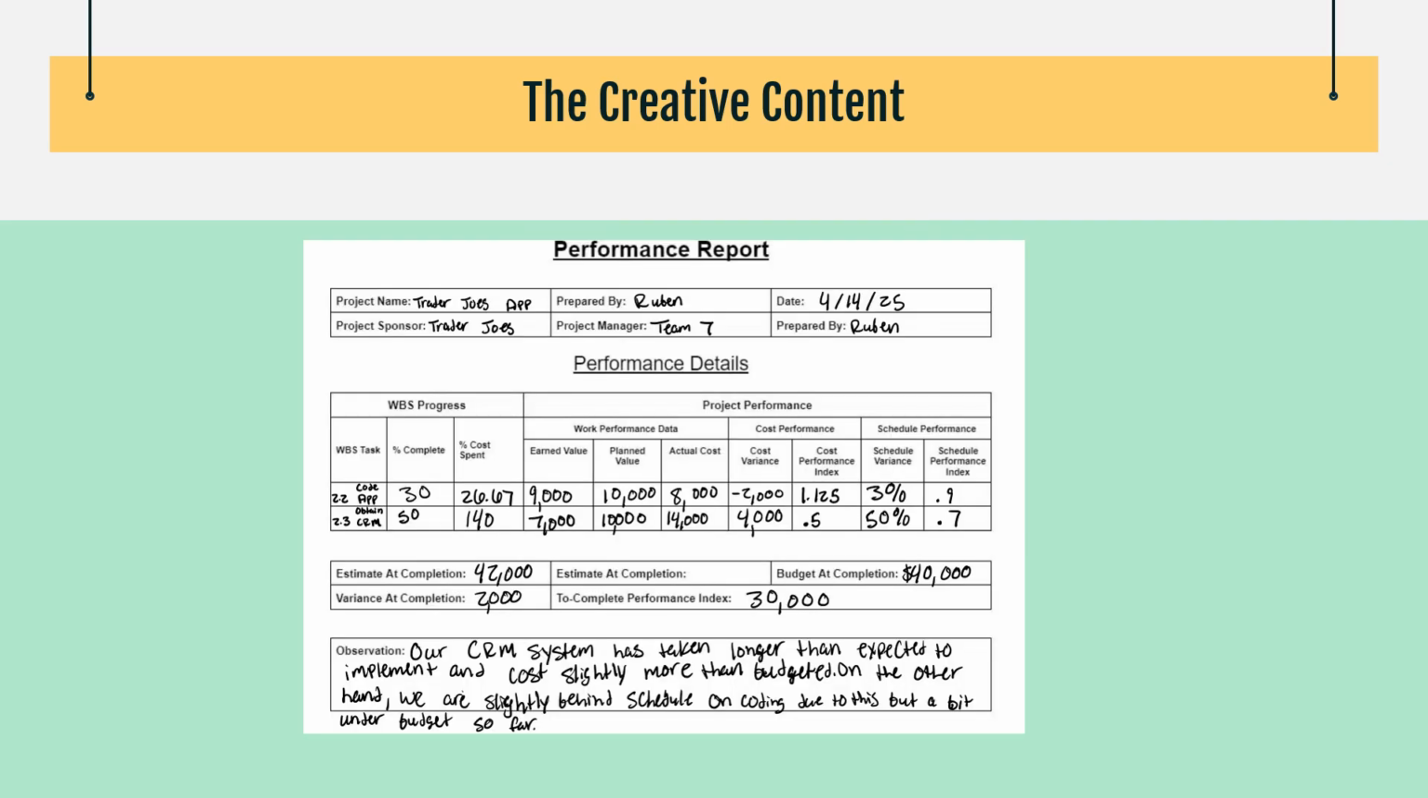Next, we'll have a performance report: project name, project sponsors, project manager, the performance details, work breakdown structure progress, performance progress, and project performance. This is where we will be able to see our percent completed, our cost spent, our earned value, planned value, actual cost, cost variance, cost performance index, schedule variance, and schedule performance index, all filled out here by our teammate Ruben.